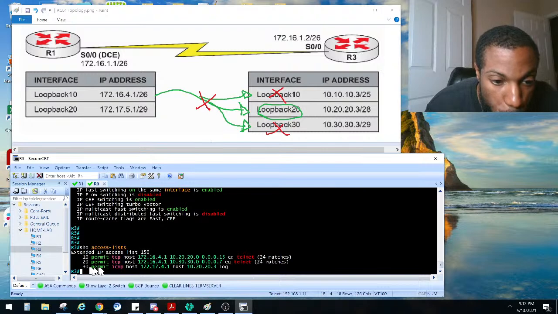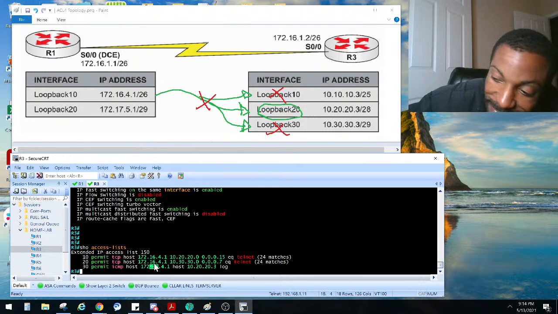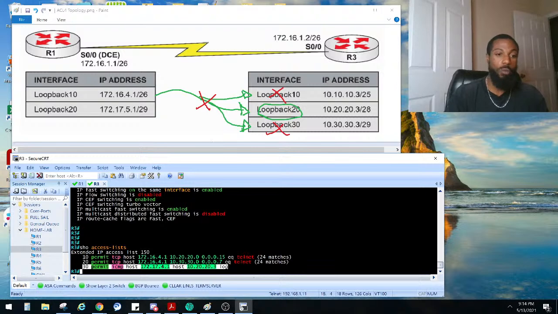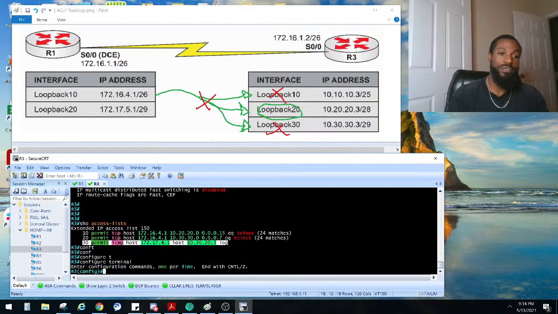So, permit ICMP from the host 172.17. That is the issue. Fat Finger Squad in the building. A typo caused this. You see that? No 30, and we need to fix that and put permit 172.16.4.1. So let's go back to global config mode.